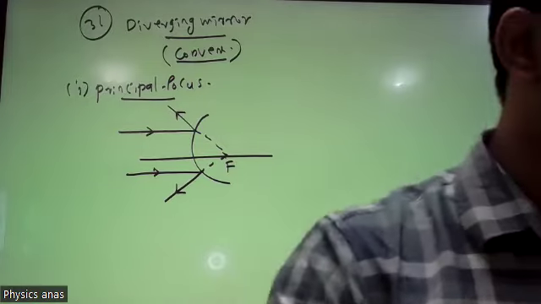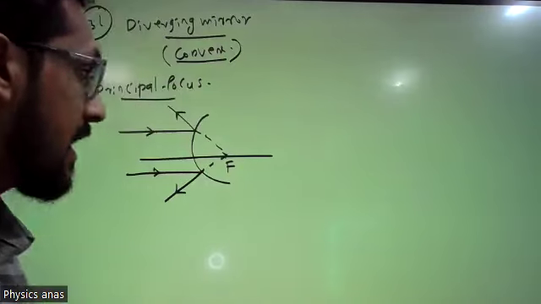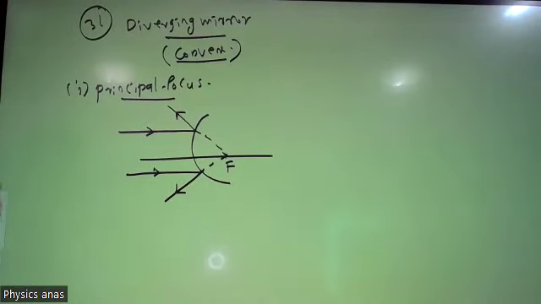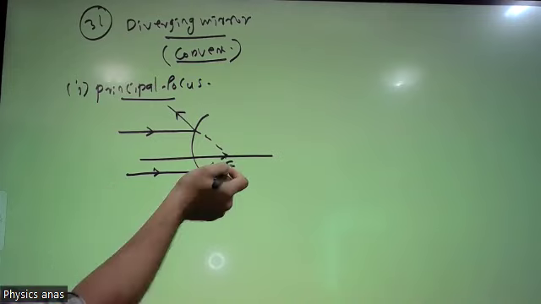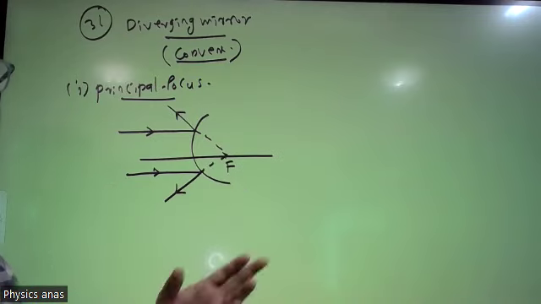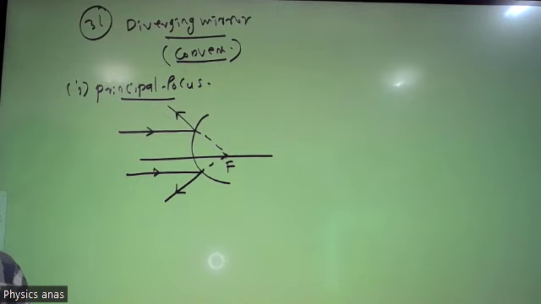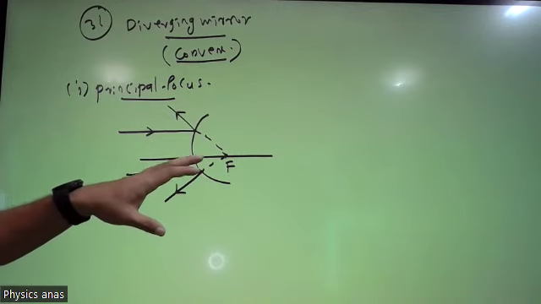The incident ray coming parallel to the principal axis will get reflected and appears to diverge from a point on the principal axis. That point will be the principal focus. We have that idea, so we can define it.